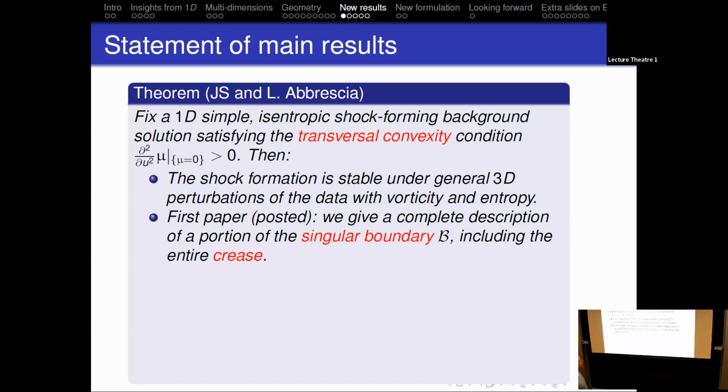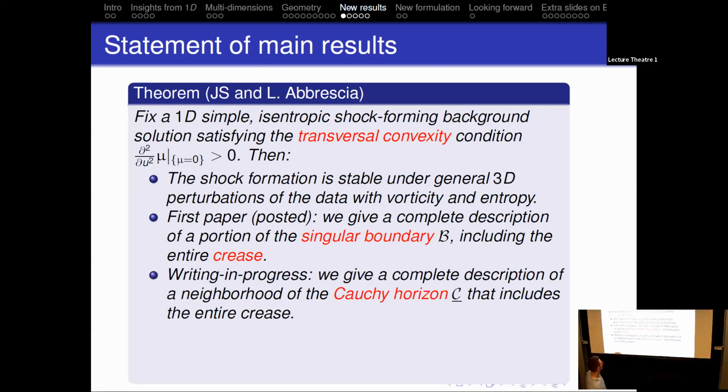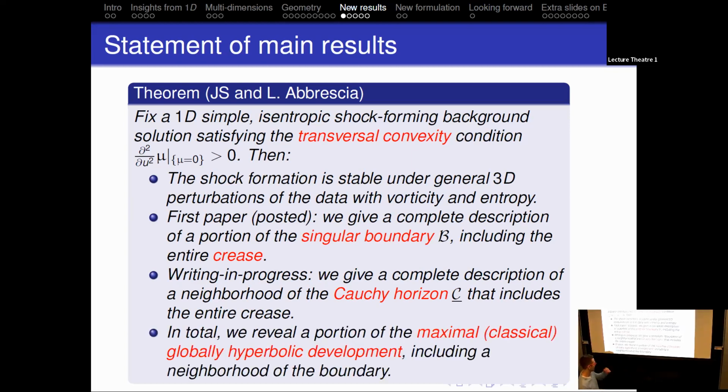And so the first paper we've posted is where we basically construct all of the singular boundary, or a large portion of it, that includes the crease. And we're writing up the Cauchy horizon paper. For reasons that I hope to show in pictures, the two problems seem to require different techniques. And so, put the two things together and we get an interesting portion of the maximal globally hyperbolic development.